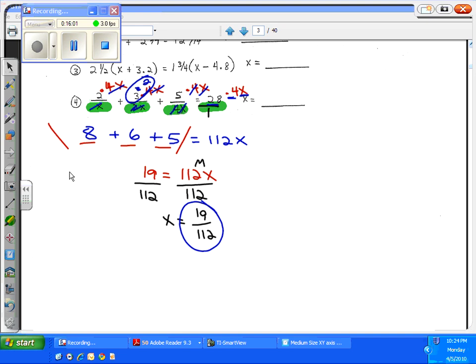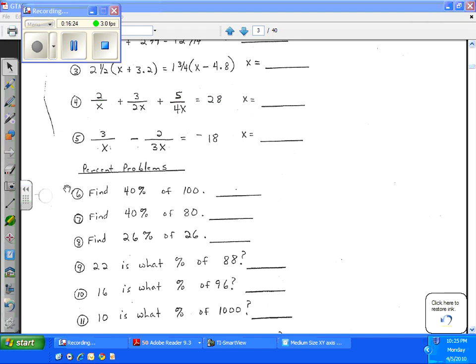Okay. You can find examples of how to do problems like this in Chapter 8 of the Algebra 1 textbook. Chapter 8 is rational algebraic expressions and equations. And we'll leave number 5 to you to try out on your own.